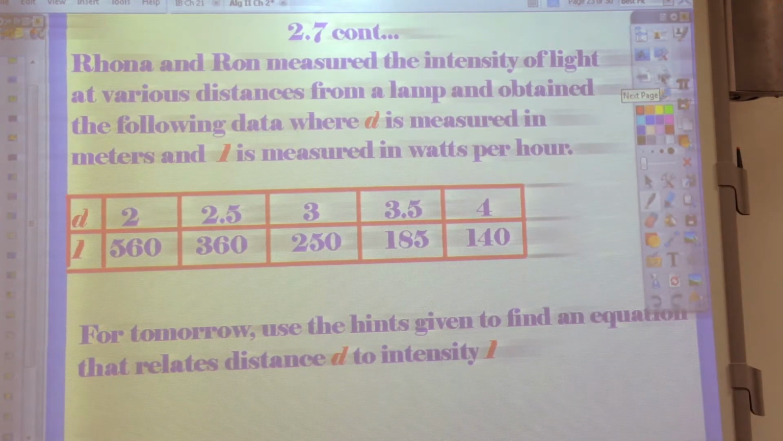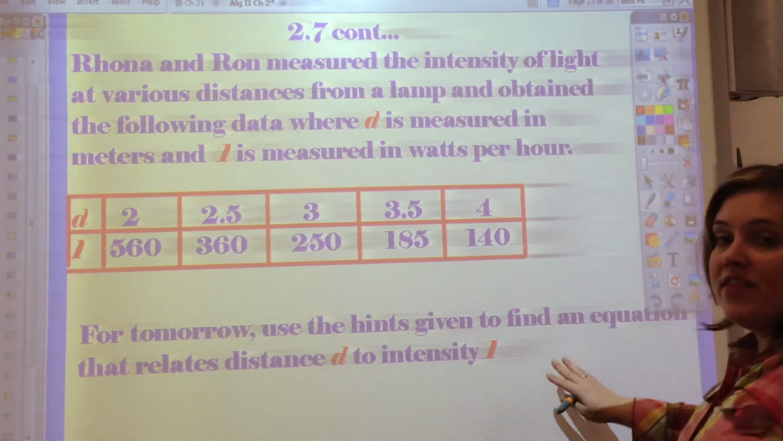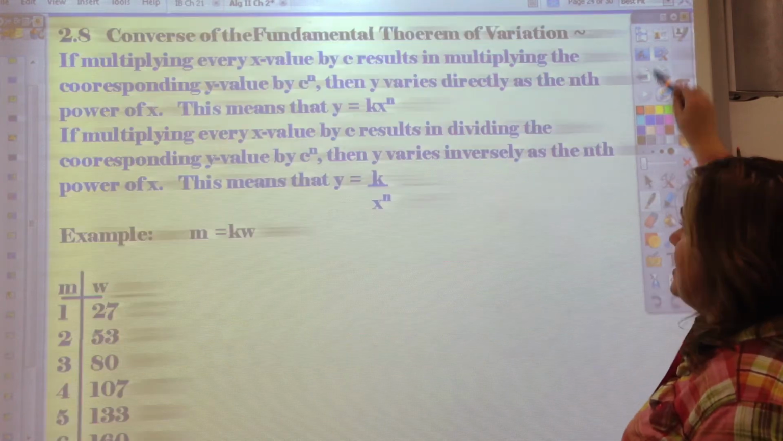Figure out if it's inverse or direct by whether D is increasing as I is increasing, or D is increasing as I is decreasing, whichever it is. Try to figure out if it's either inverse or direct, and then find your value of K. Then I'm going to go ahead and finish 2.8.